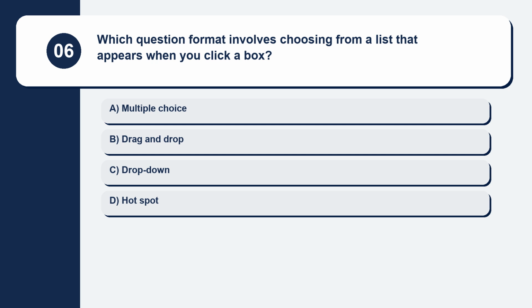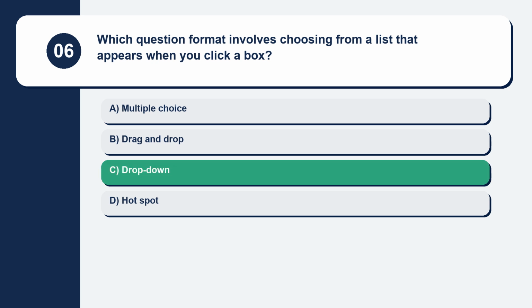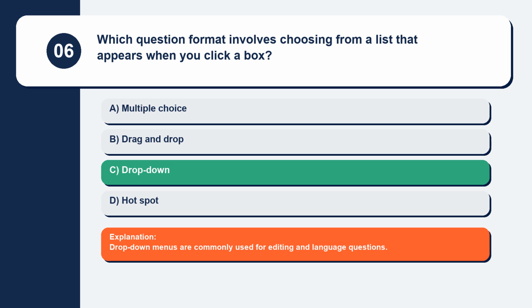Question 6. Which question format involves choosing from a list that appears when you click a box? Multiple choice. Drag and drop. Drop down. Hotspot. Drop-down menus are commonly used for editing and language questions.